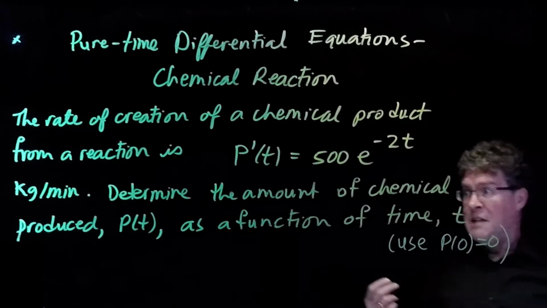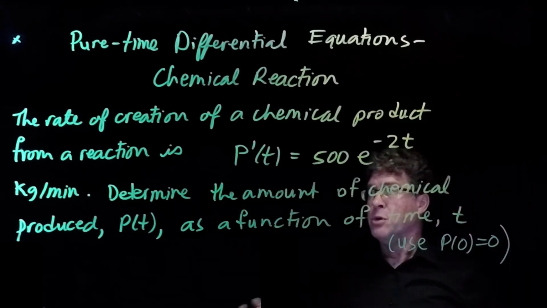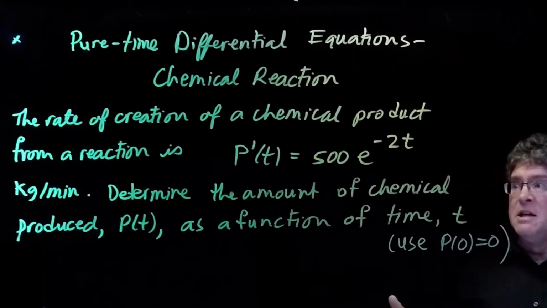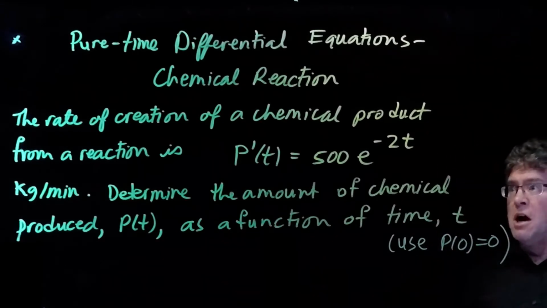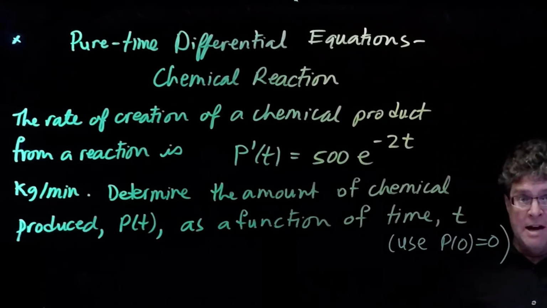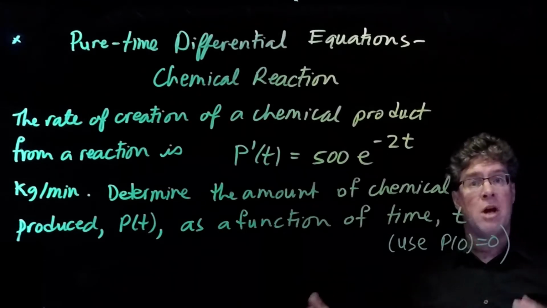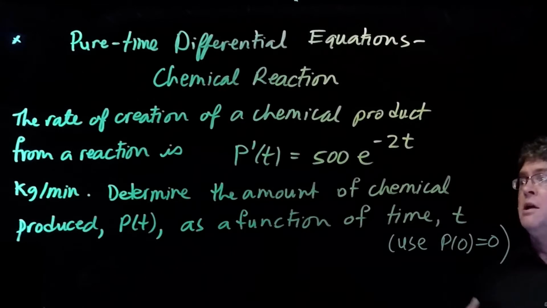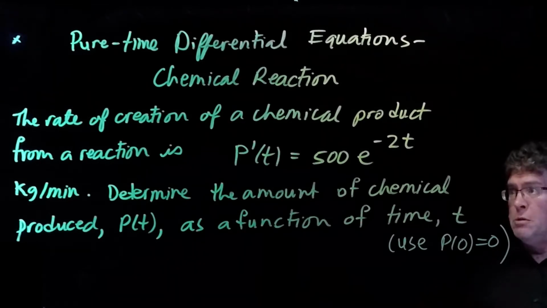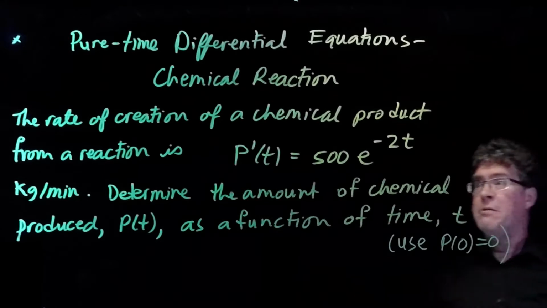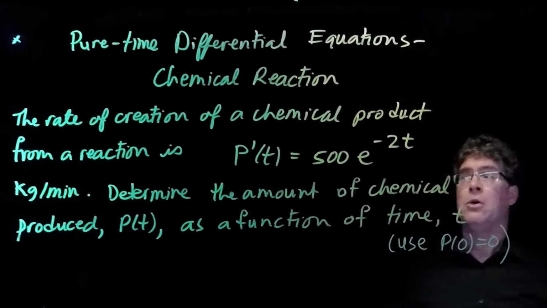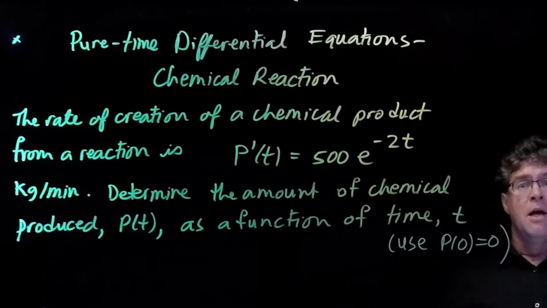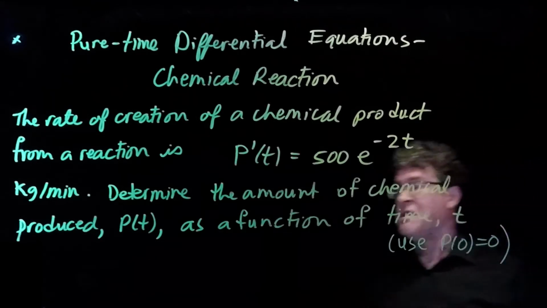Now the question asks us to determine the amount of chemical produced, P of T, as a function of time. And the question asks us to assume that initially there's no chemical present, so P of 0 is equal to 0. Notice P of T is the amount of chemical produced, and so P prime of T is the rate of chemical production. And we know what P prime looks like.